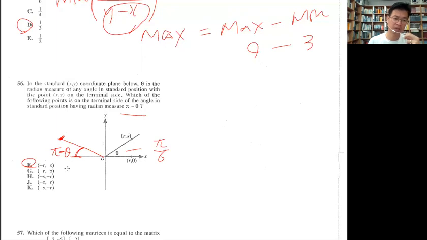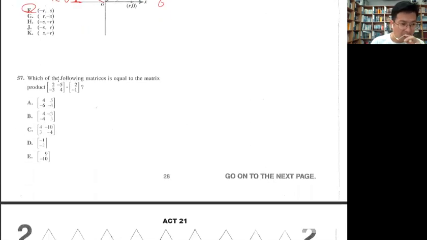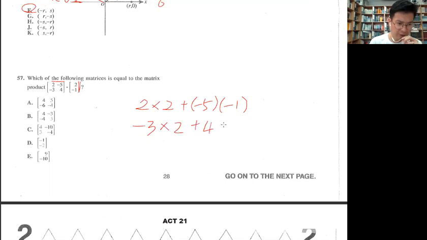Then where you can find it is, okay, this one, column to row, which is this way, this to this. Okay, so 2 times 2 plus -5 times -1. And the next one is -3 times 2 plus 4 times -1. So this is 4 plus 5, which is 9, minus 6 minus 4 minus 10. 9 and minus 10, E.